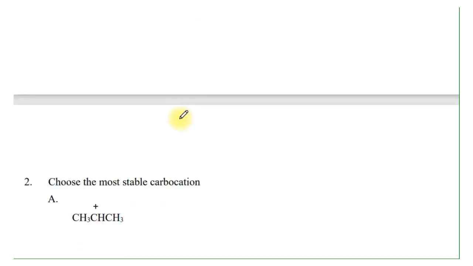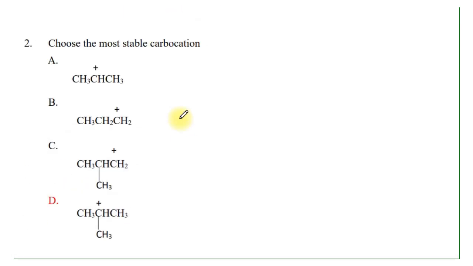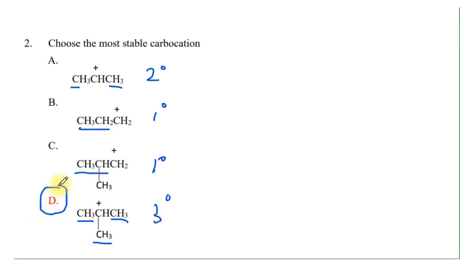Now we go for question number 2. Choose the most stable carbocation ion. Over here, this one is secondary because it is attached to 2 carbons. This one attached to 1 carbon is primary. This one is attached to 1 carbon as well, primary. And this one, 1, 2, 3, is tertiary. That's why the answer is D, because the tertiary carbocation is the most stable carbocation.